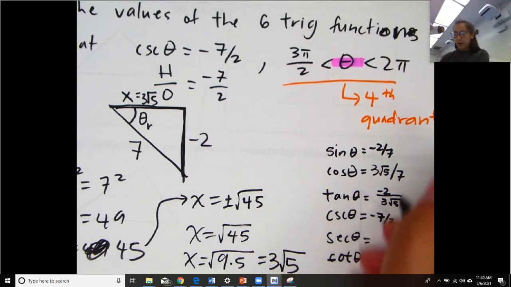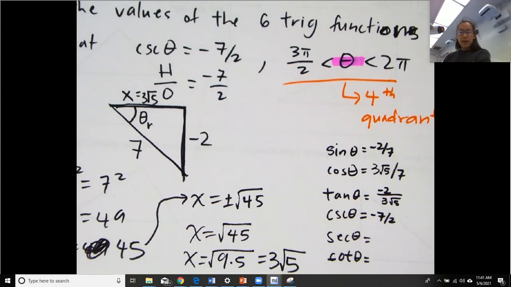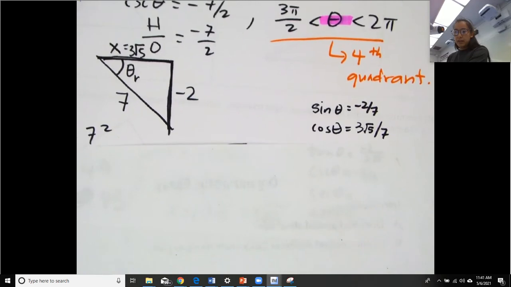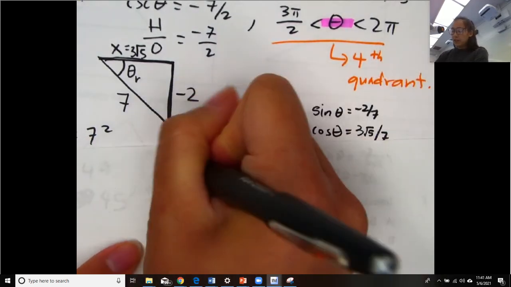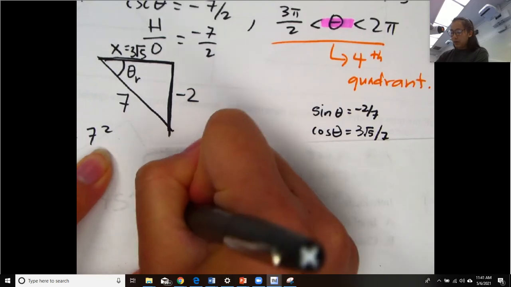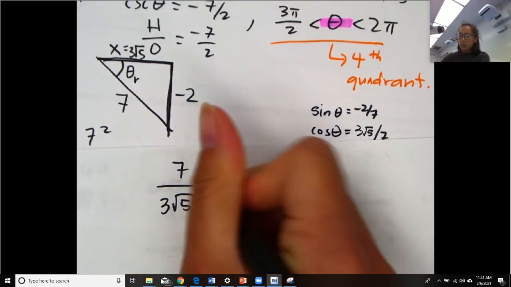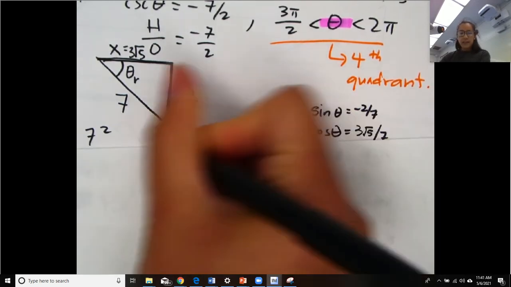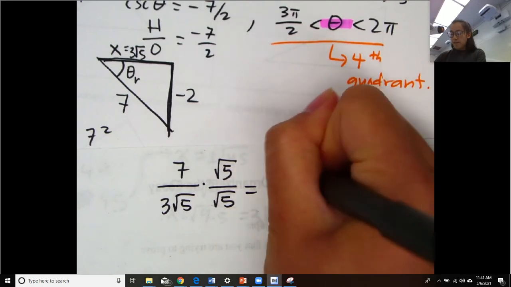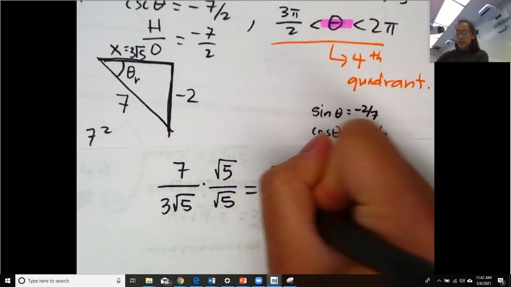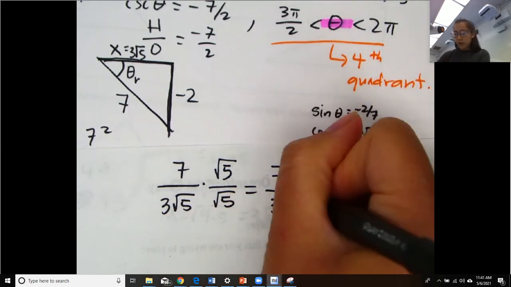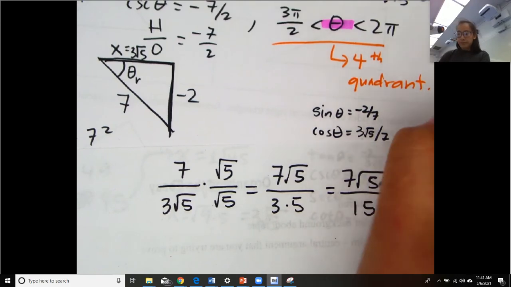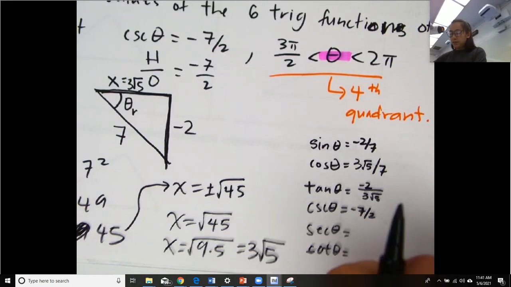Secant of theta, we'll go ahead and flip this. But if you flip that, it's not going to be fully rationalized, so we're going to want to rationalize that. So let's go ahead and flip cosine of theta. So you have 7 divided by 3 root 5. And so we'll multiply the numerator and denominator by square root of 5. And so in the numerator, you have 7 root 5. And then in the denominator, you have 3 times, and then root 5 times root 5 is just 5. And so you have 7 root 5 over 15.